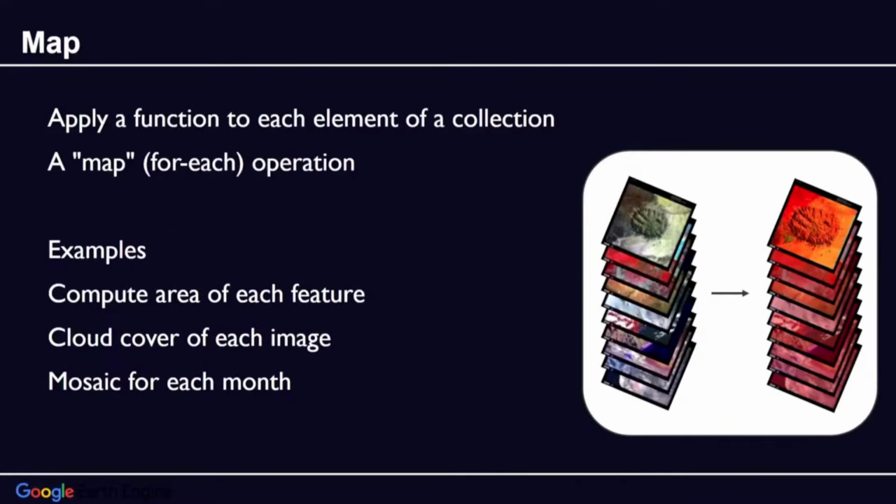Then something called map. Map is for when you want to apply a certain function to all images in an image collection, like computing the area of each feature. In our feature collection there may be multiple features, and suppose you want to calculate the area of each feature, or the cloud cover of each image. With map we can apply a certain function on each image.